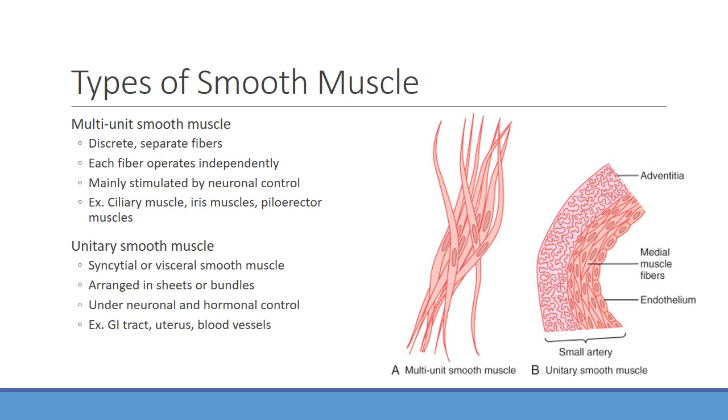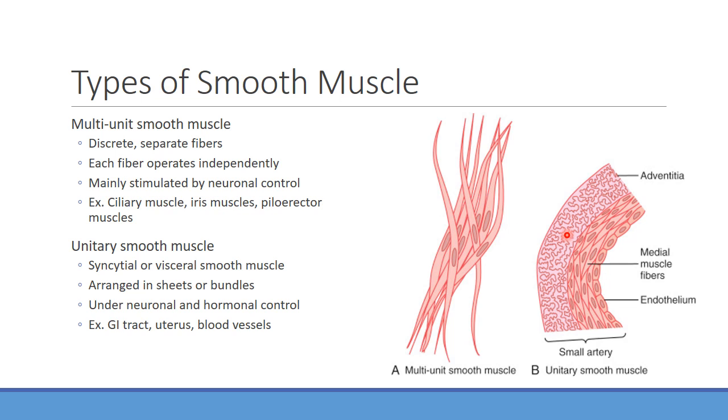With smooth muscle, you're going to find they can be multi-unit smooth muscle. So again, this would be an example of a multi-unit smooth muscle. Notice all these fibers are kind of discrete. They're separate. They're not really interacting with one another. You're going to find these are primarily under neuronal control, so usually some kind of stimulus from the CNS will cause changes here. Think about things like the ciliary muscle within the eye, the muscles that control the iris, piloerector muscles within the skin. These are all multi-unit smooth muscle fibers. They're all basically independent from one another.